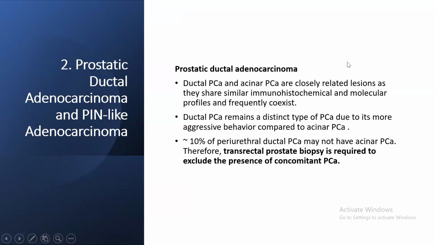Then prostatic ductal adenocarcinoma. We all know prostatic acinar carcinoma and ductal carcinoma are two distinct subtypes of prostatic adenocarcinoma. Prostatic ductal adenocarcinoma will show, say, in 10% of the cases in the periurethral region. When we identify prostatic ductal carcinoma, it may not have a prostatic acinar carcinoma, but in other instances it will be found in conjunction with the prostatic acinar adenocarcinoma. So purely ductal adenocarcinoma is very rare.